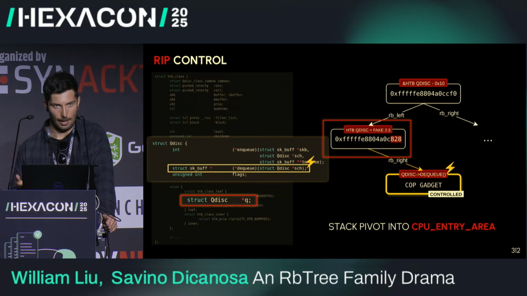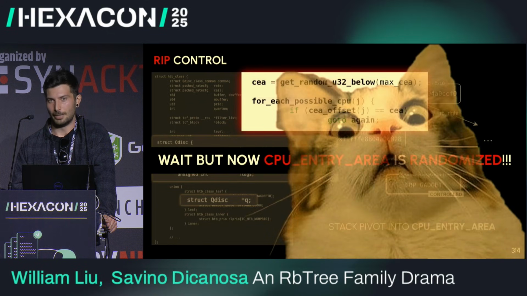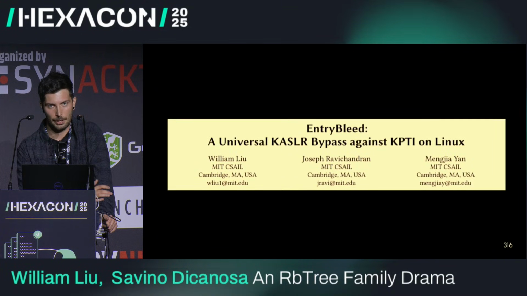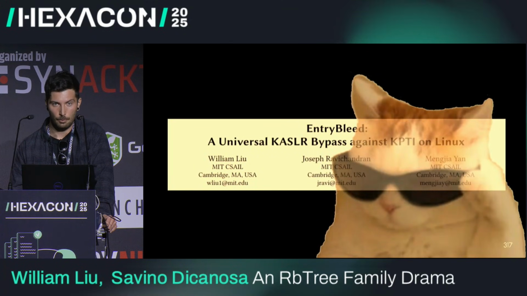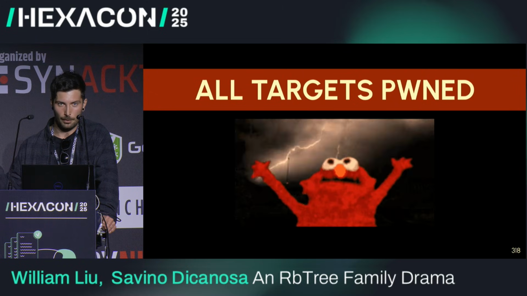And this will actually execute an RB tree gadget, a COP gadget. And now we can stack pivot into the CPU entry area where we place our payload. There is a problem. The CPU entry area address is now randomized after kernel 6.6, I guess. Yeah. So does this mean I just blasted you with more RB tree transformations for nothing? No. We can use the prefetch side channel implementation to prefetch the CPU entry area address. And this can be done with very high accuracy, and it can also be used to bypass KASLR. It's basically EntryBleed, but without the syscall in the middle. So that's why we found all the targets.